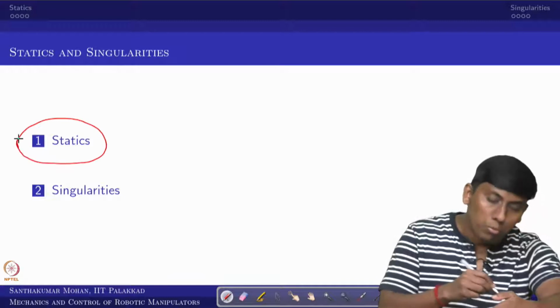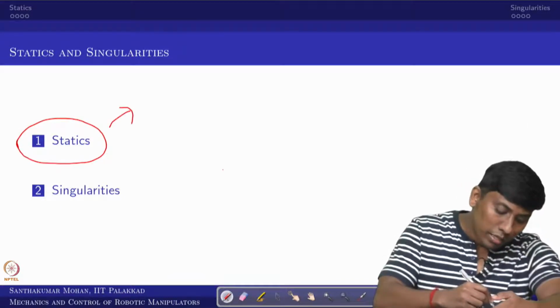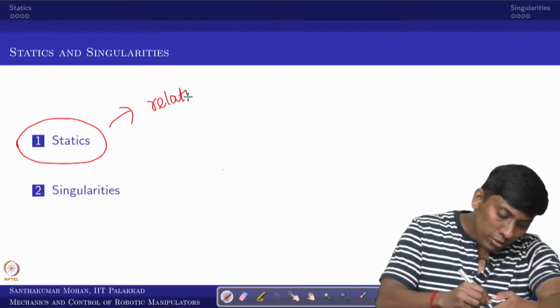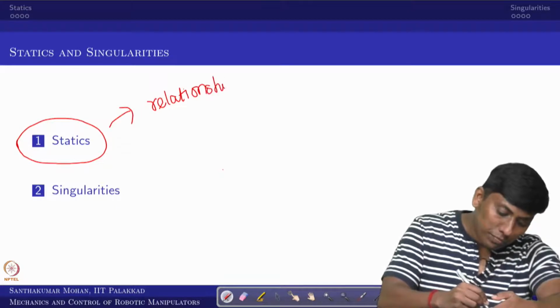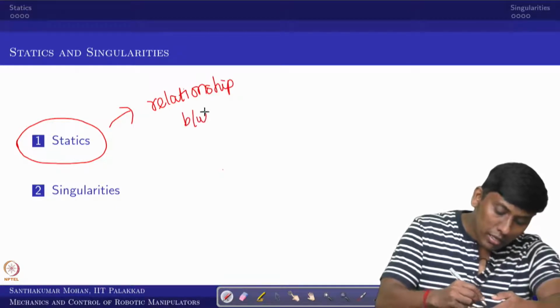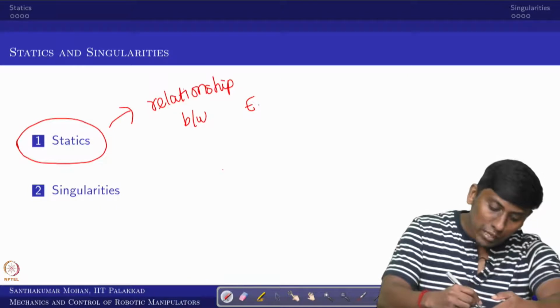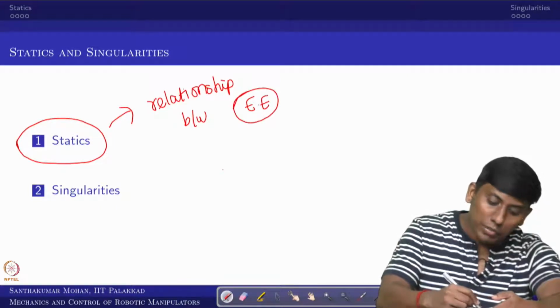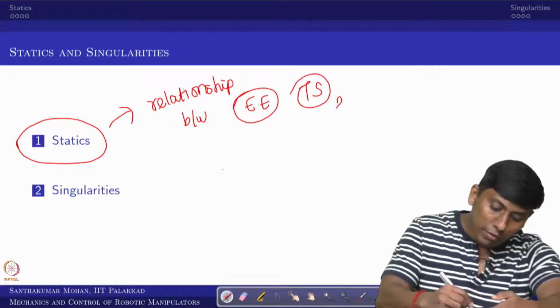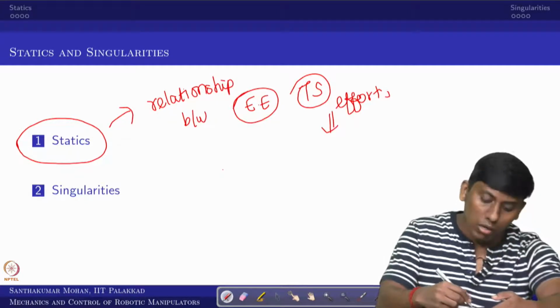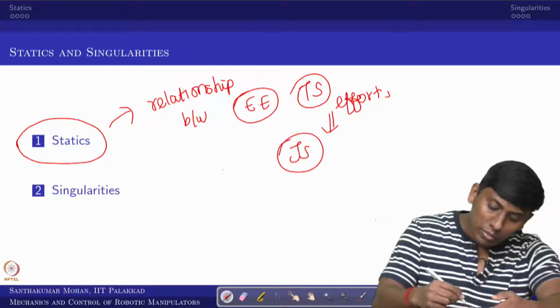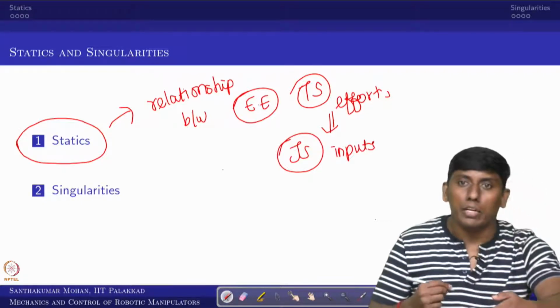So we are going to talk about statics. We are going to give a relation, the relationship between end effector efforts, which I call task space efforts, and the joint space inputs. That is what we are trying to see.